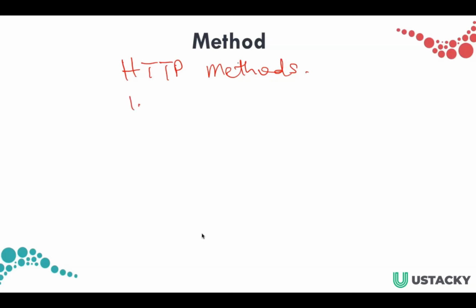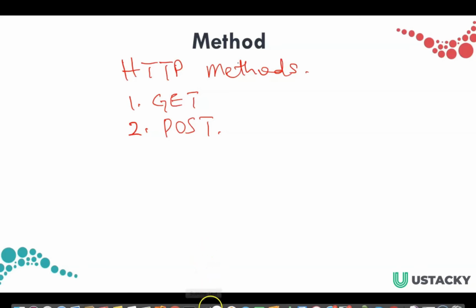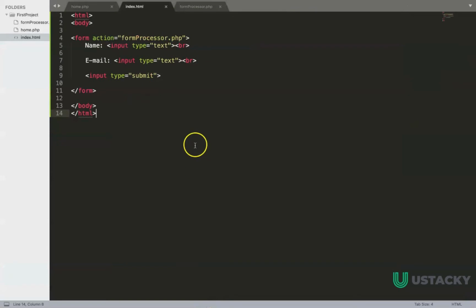The first one is GET, and the second one is POST. And from the application of these different methods, the differences between two of them will become clearer. So let us apply the methods in our form. So the first one, let us apply GET. So all we have to do is to write method, and here you have GET.